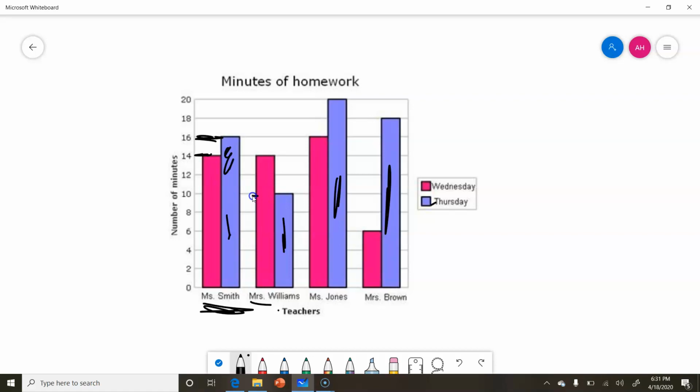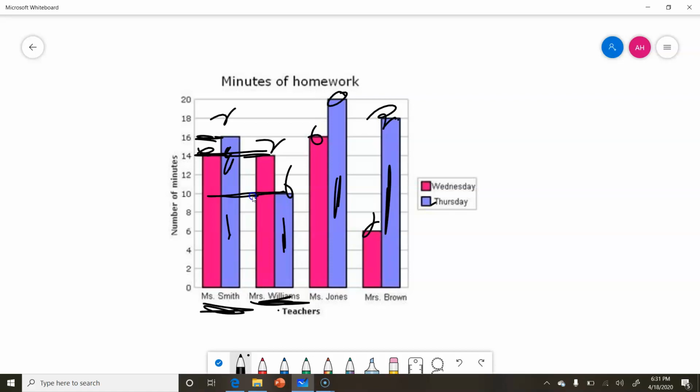And then we come down here. Miss Williams, on the other hand, look, she gives more on Wednesday. She gives 14 on Wednesday and she only gives 10 on Thursday. Okay, so that's how we read it. If we want to know how many total, we'd have to add this one over here, plus this one, plus this one, plus this one, plus this one, all of these added up.